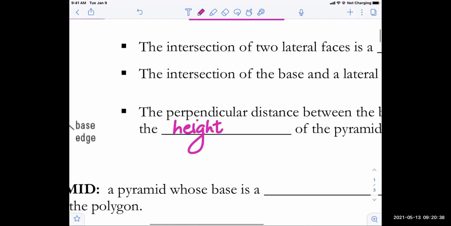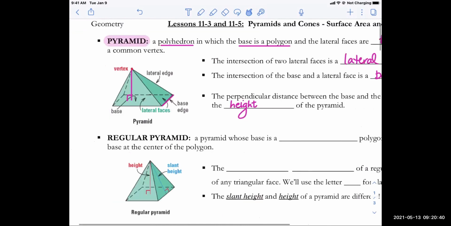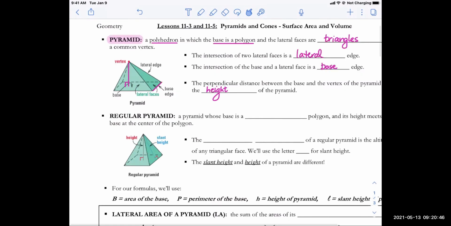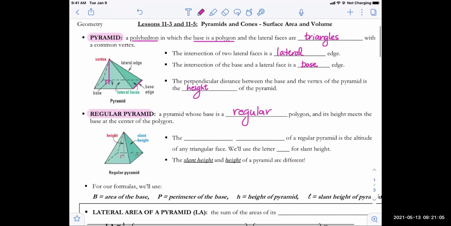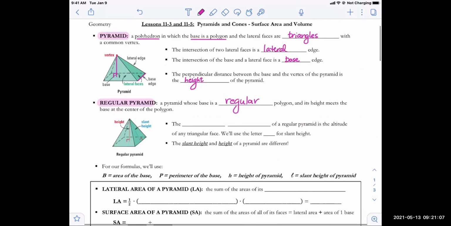So we're going to approach these the same way as we did the other ones. We're going to find the perimeter of the base, height, base area, all that stuff. It's just that the formulas will be different because the lateral faces are triangles. That changes the formula a little bit. Regular just means that the pyramid has a regular polygon as its base. So if the base is a square, or a regular triangle, or a regular hexagon, that's called a regular pyramid.